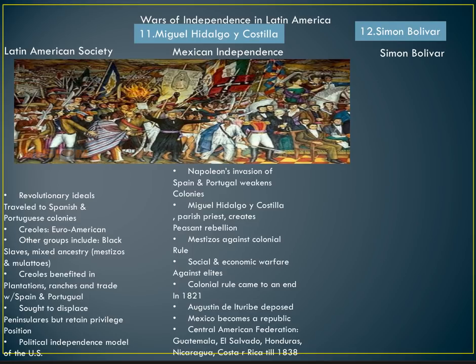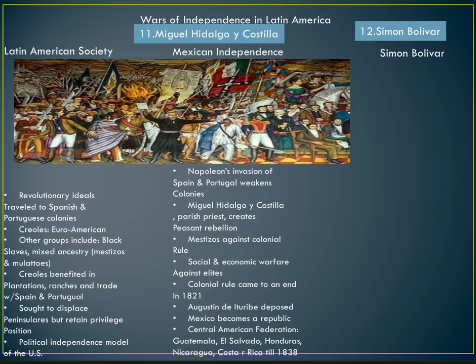We see this with Mexico with Miguel Hidalgo y Costilla, and he was a parish priest, and he will create a peasant rebellion, and the mestizos will go against the colonial rule, and social and economic warfare will be against these elites just fighting back, and the colonial rule will come to an end in 1821, where we see Agustin de Iturbide disposed, and Mexico will become a republic because of this. But again, it's because Spain and Portugal were dealing with Napoleon over there that it weakened their colonies and allowed for these peasant rebellions to occur.